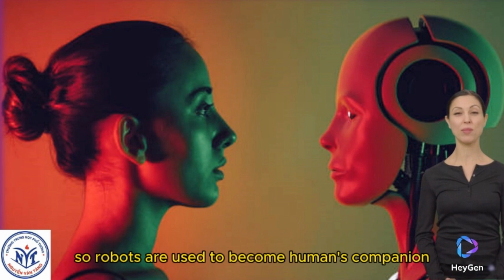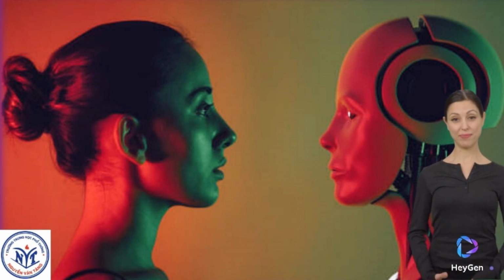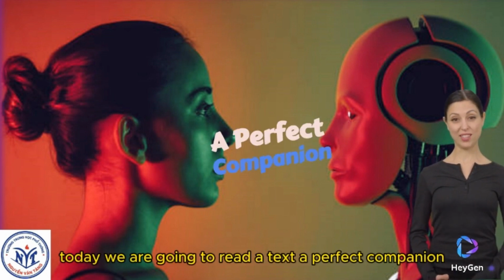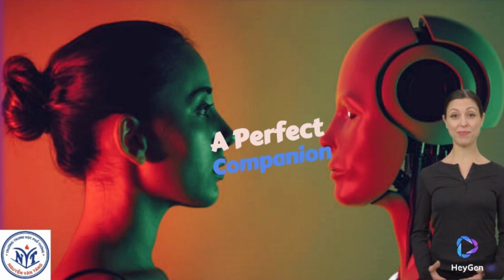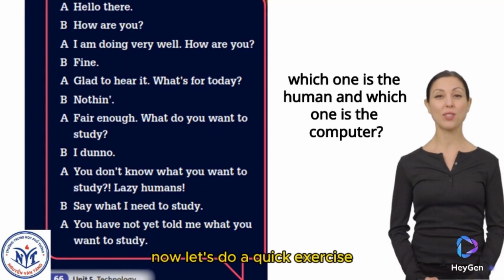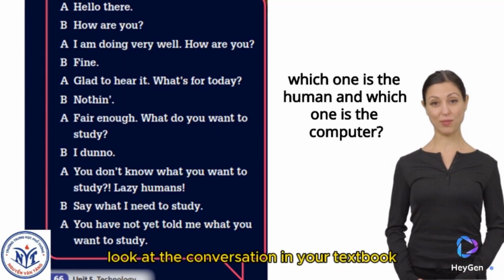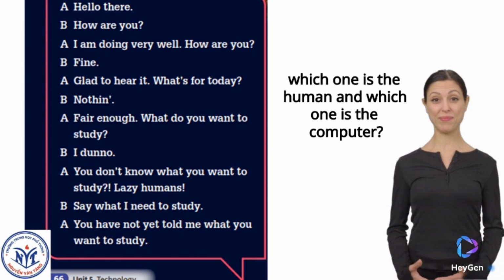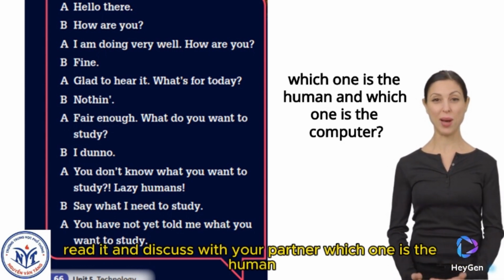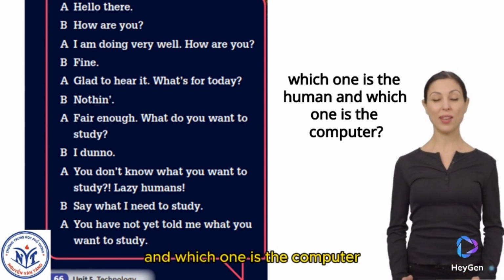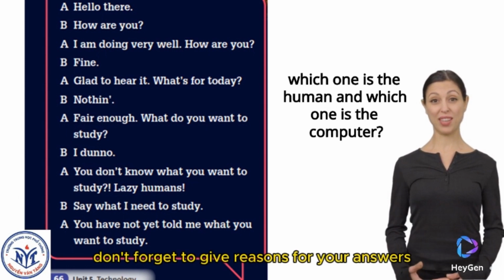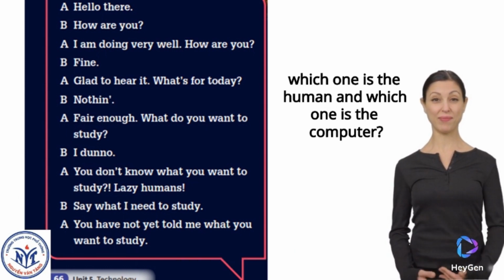So robots are used to become humans' companions. Today we are going to read a text, A Perfect Companion. Now, let's do a quick exercise. Look at the conversation in your textbook. Read it and discuss with your partner which one is the human and which one is the computer. Don't forget to give reasons for your answers.